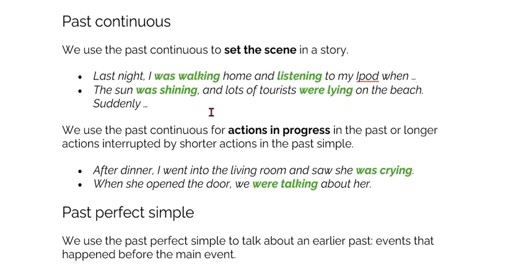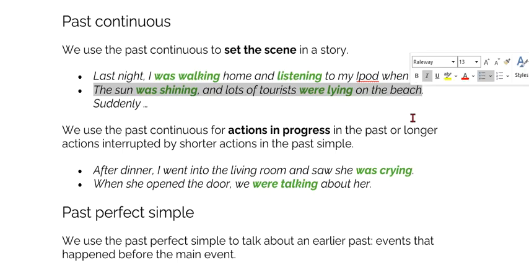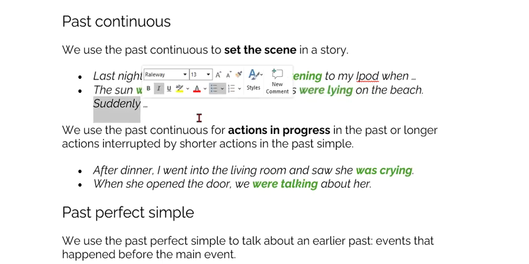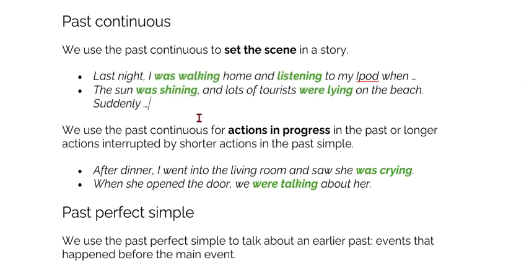Another example. The sun was shining and lots of tourists were lying on the beach. Suddenly... you see the scene, everybody? You see the background? The sun was shining, lots of tourists were lying on the beach. It is the scene, it is the background. And in this background, in this scene to our story, the main event happened suddenly. For example, I don't know, somebody was attacked by, for example, a shark. So you see the background.